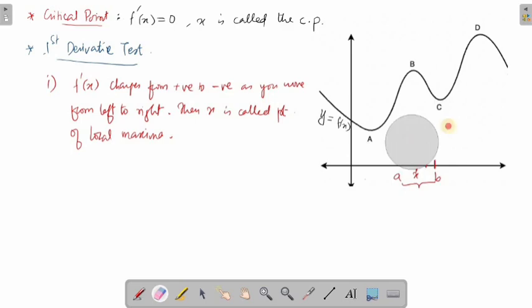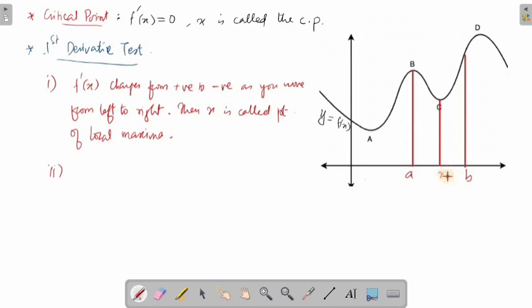Let me erase this now. So if you see here, we have just found the first order derivative. F dash of x is the first order derivative. Now let's check whether a point is a point of local minima or not. For that also I need to construct an interval. So let's talk about this interval. Let me call these a, b, and let me call this x. At this point x it is minimum, as you can clearly see in this interval.